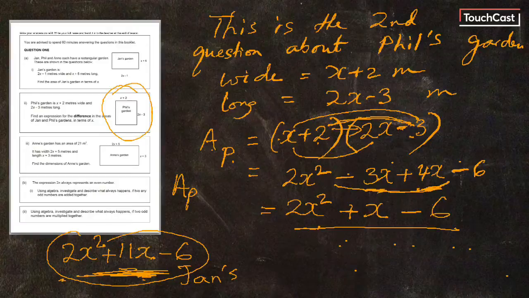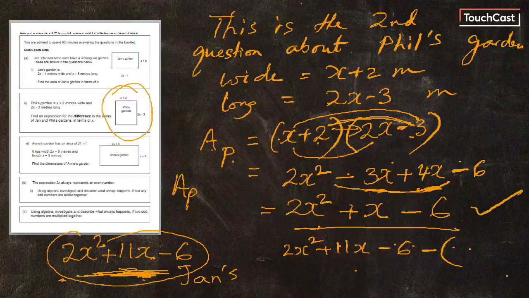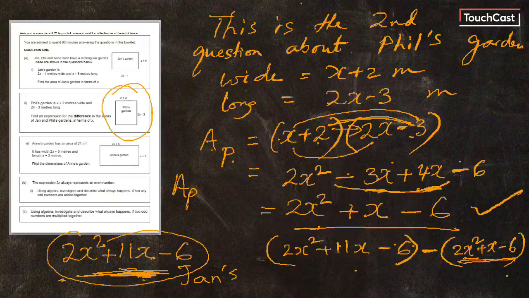So if I go Jan's garden, which is 2x squared plus 11x minus 6, and then I am minusing this whole thing, 2x squared plus x minus 6. See, I put it within brackets because that's the whole group, and I am minusing the whole group from this group. That's one of the problems people are facing.